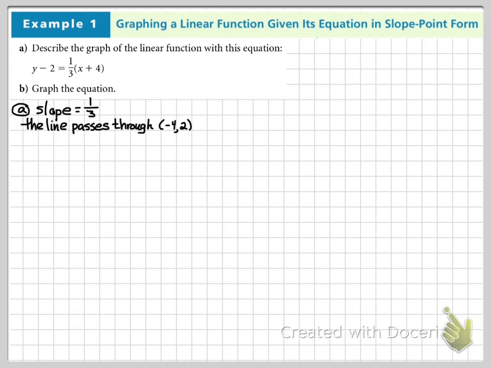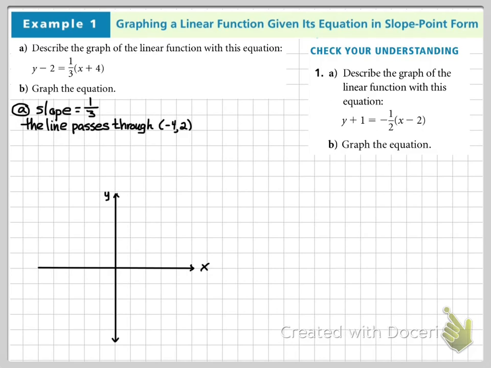Part B says to graph the equation. Well, if we draw our axes, I'm going to draw my point (-4, 2). There's the point (-4, 2), right there. Now all I have to do is draw another point. So if I go up 1 over 3, a rise of 1, a run of 3, I'll draw another point. Rise of 1, run of 3, I'll draw another point. Draw a line through those points, and I have my graph of our equation. You can check your understanding on your own, and then we'll move on to number 2.